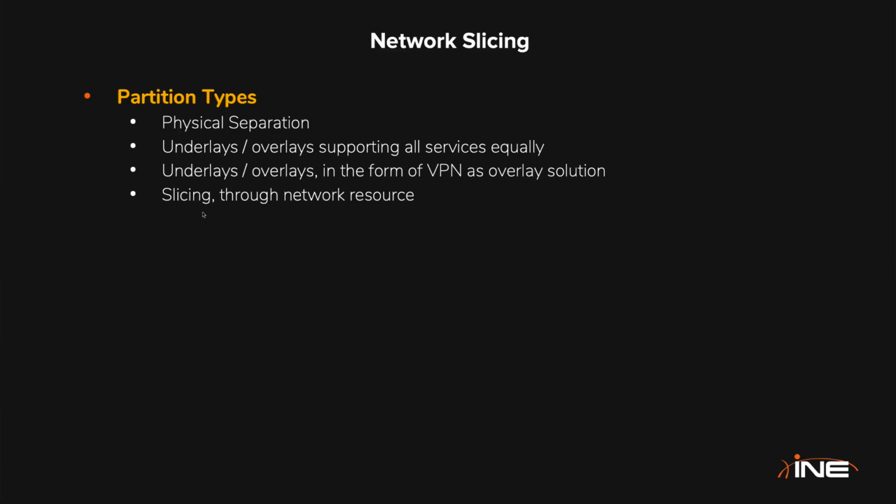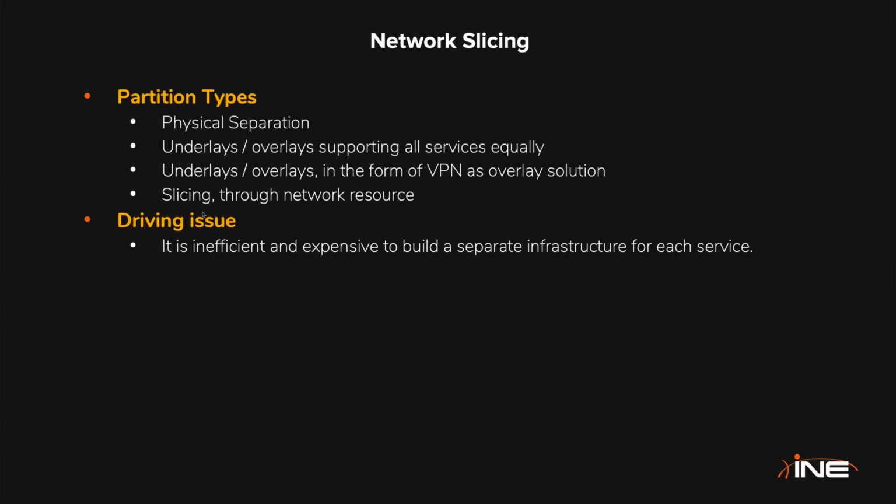The third way would be underlay overlay in the form of VPN as an overlay solution. Well, that is, again, not really a true form of network slicing because it's not flexible and not agile. Slicing through a network resource, that's basically giving the customer a dedicated resource and also isolating his traffic from other customers' traffic. It's basically an isolation on top of the same infrastructure.